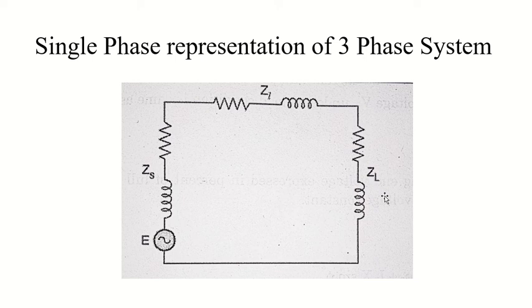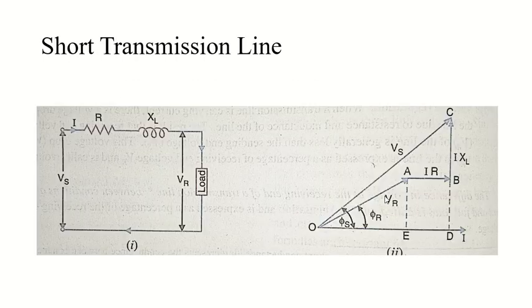Okay, I think it is pretty much clear. Now let's try to move on towards the short transmission line calculations. Let me repeat one more thing: in a short transmission line, the shunt capacitance and shunt conductance are always neglected, because they have almost zero value. So we neglect them.